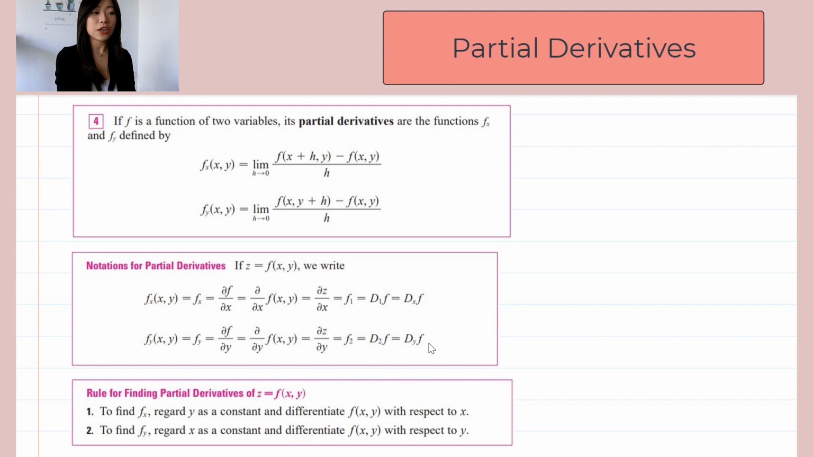Above we've talked about the partial derivative in terms of the limit, but how do we actually find the partial derivatives? If we want to find the partial derivative of f with respect to x, then we treat y as a constant, and we use the same derivative rules that we learned from Calculus 1. So we differentiate the function f of x and y with respect to x by treating y as a constant. Similarly, for the partial derivative with respect to y, we are going to treat x as a constant and use the same derivative rules that we learned in Calculus 1.